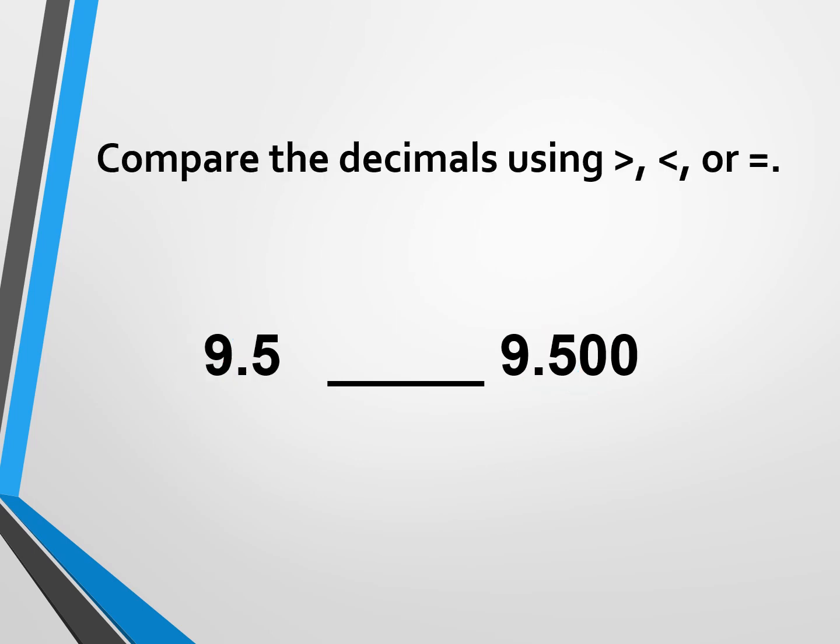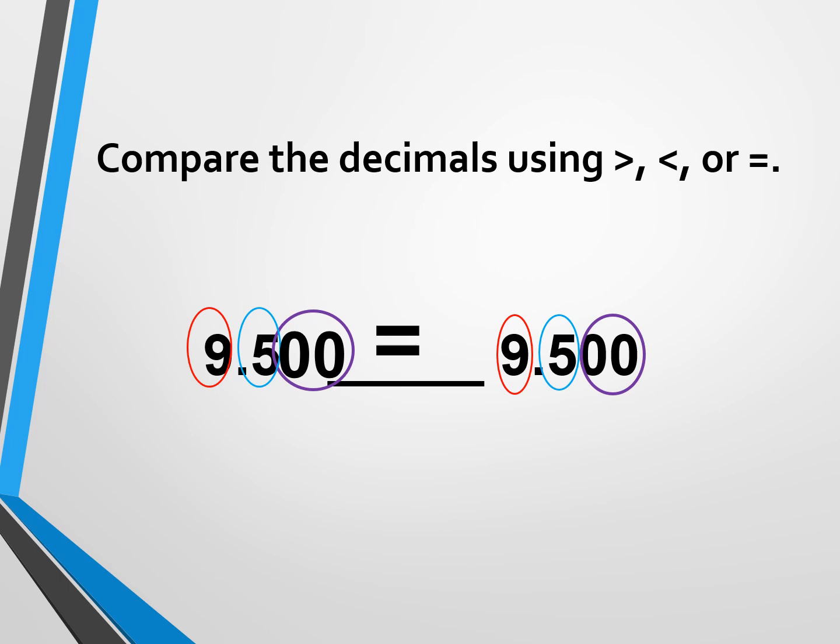Next, we have 9 and 5/10 and 9 and 500 thousandths. So compare 9 and 9, 5 and 5. So since we don't have number already in the first decimal number, we can add 0. So adding zeros will not affect their value. So meaning they are just equal.